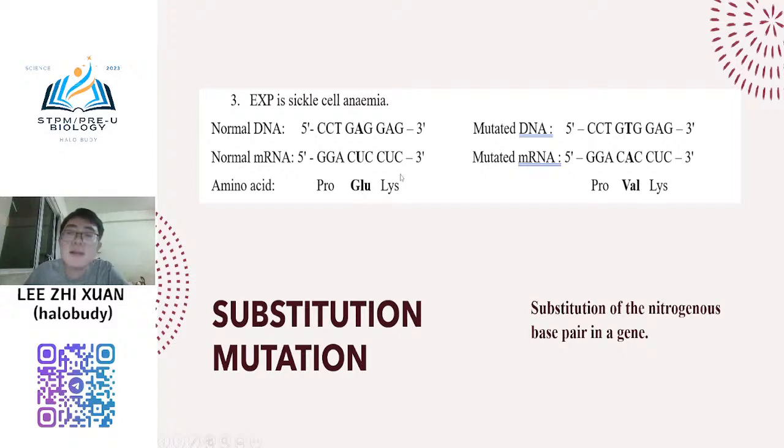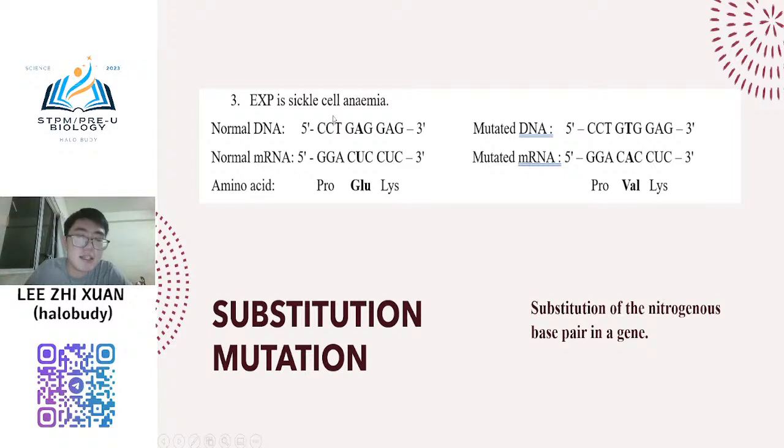However, if you do the substitution, this one has already changed. So it will change to valine. The amino acid has already changed. You don't see only one change. Hanya satu je, tapi it already gives a big effect to humans. So it will cause sickle cell anemia disease.